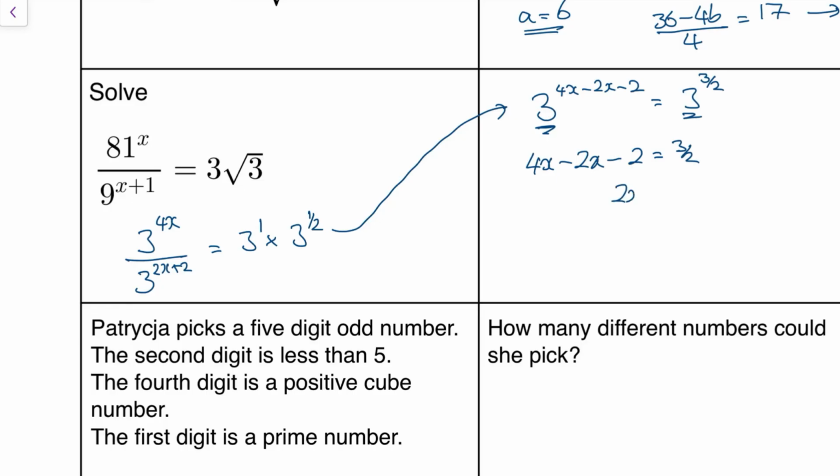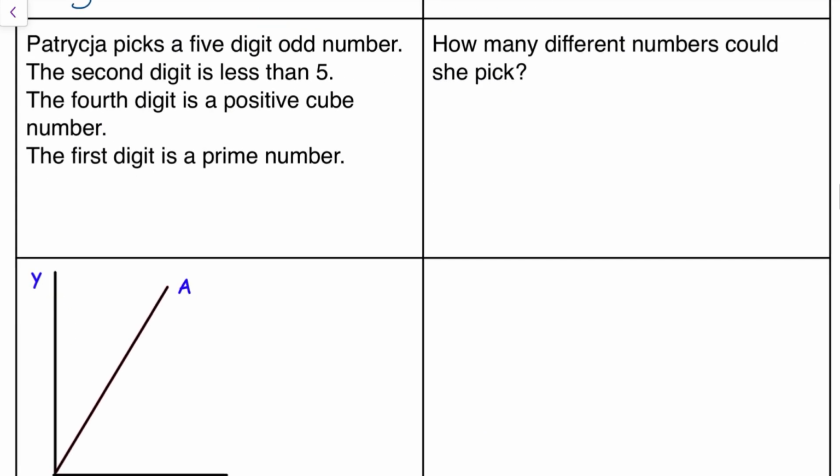In other words, 4x minus 2x is equal to, well, 3 over 2 plus 2, which is the same as 7 over 2. And therefore, x is equal to 7 over 4. Question done. Next question. Right, got a combination one.